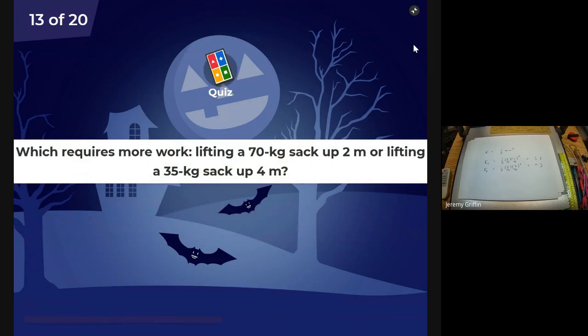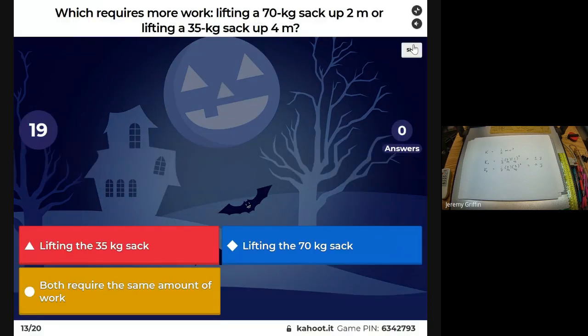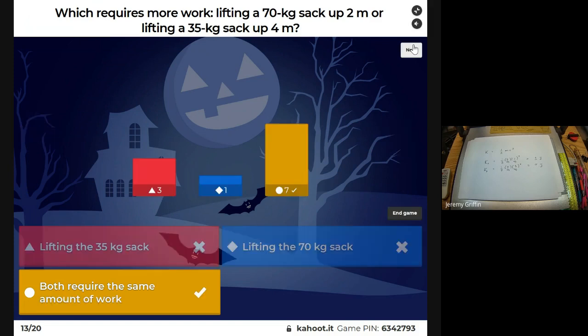Which requires more work? Lifting a 70 kilogram sack up 2 meters, or lifting a sack with half the mass up twice the distance? Yeah, same work, same work. Okay. Let me flip over and show you guys this for class.